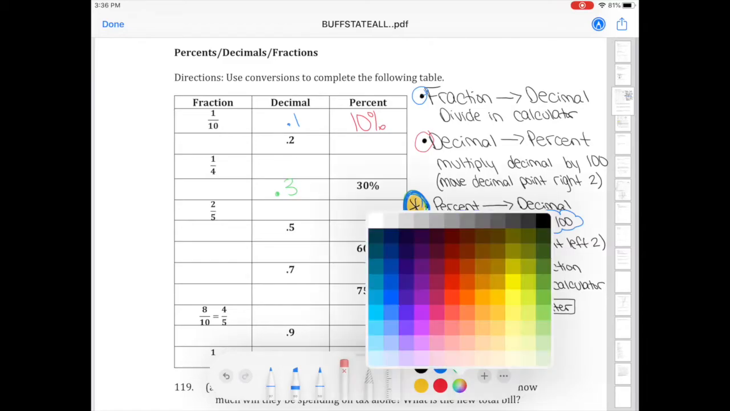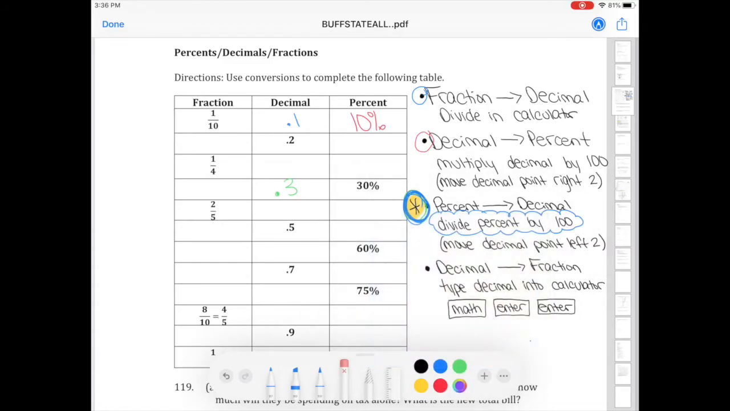Okay, and then the last one we have to go over is the very, very last one on the bottom, which is a decimal to a fraction. So I'm going to go back up to where I skipped right here to go from a decimal to a fraction. There's an operation on your calculator that will do this for you. So I'm going to jump over to my calculator to convert 0.2 to a fraction.